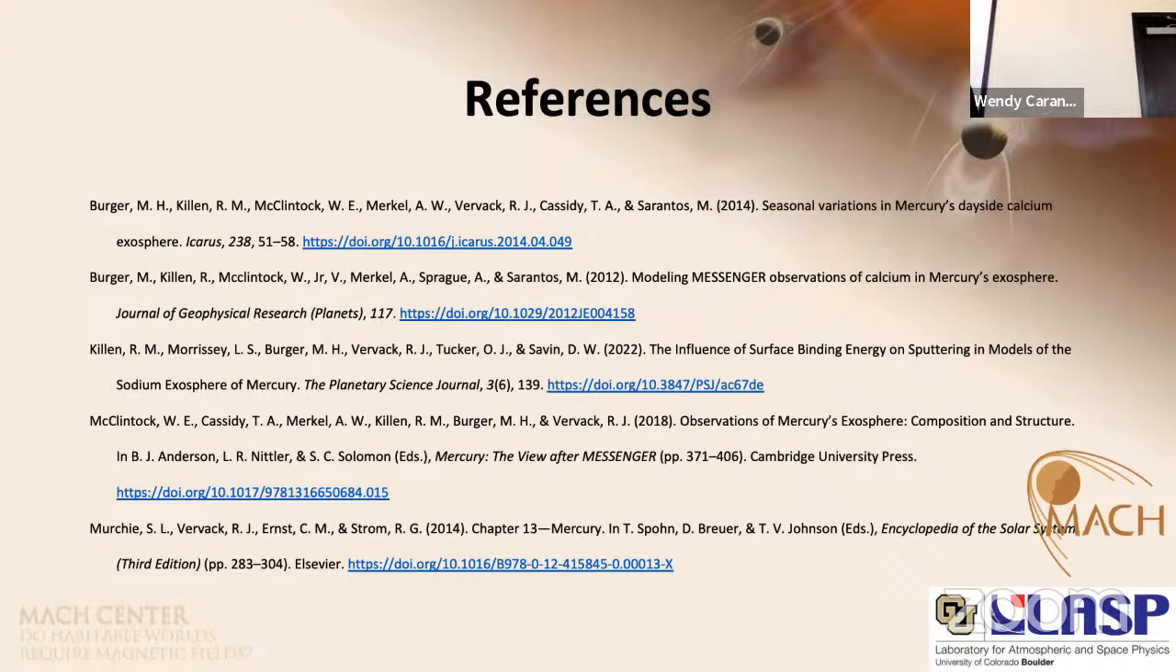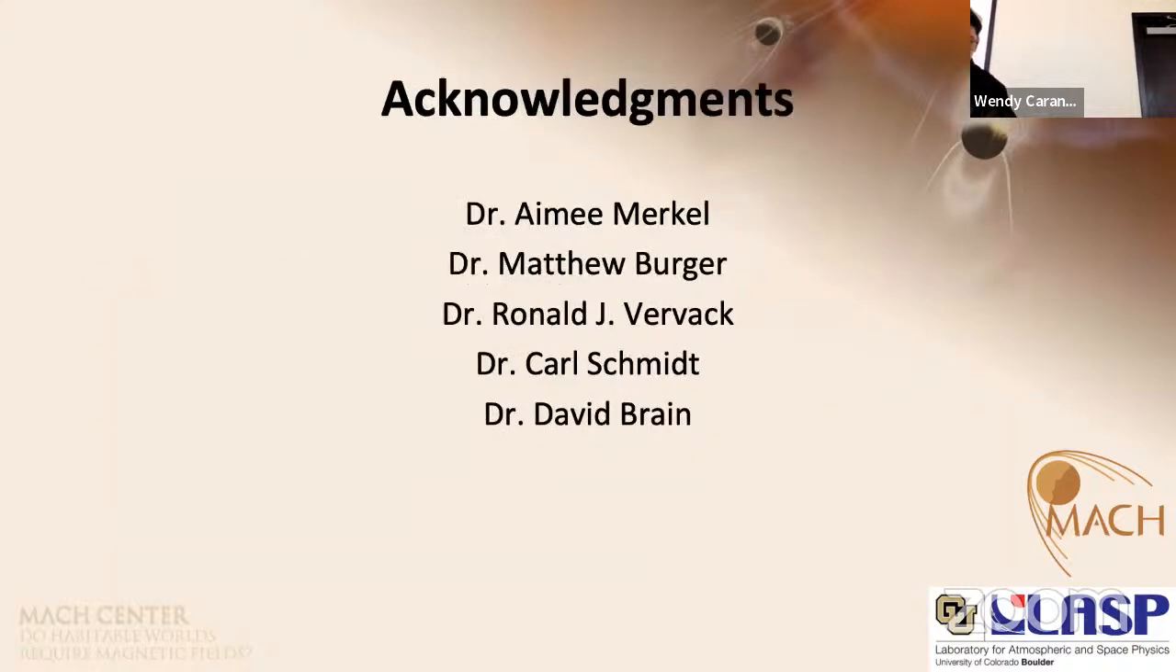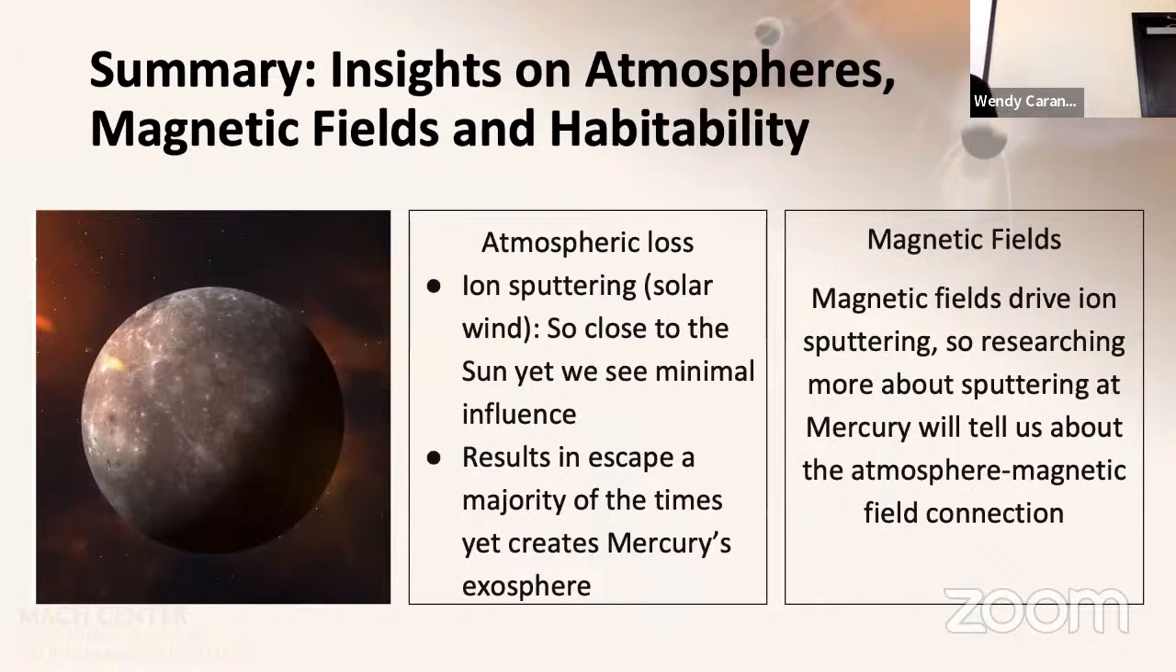I was curious if you could go back to your summary slide. Right, so these conclusions are from your MESSENGER data sets. Do you have any sort of intuition or ideas on whether the importance of sputtering has changed over time? Maybe it used to be more important at Mercury?